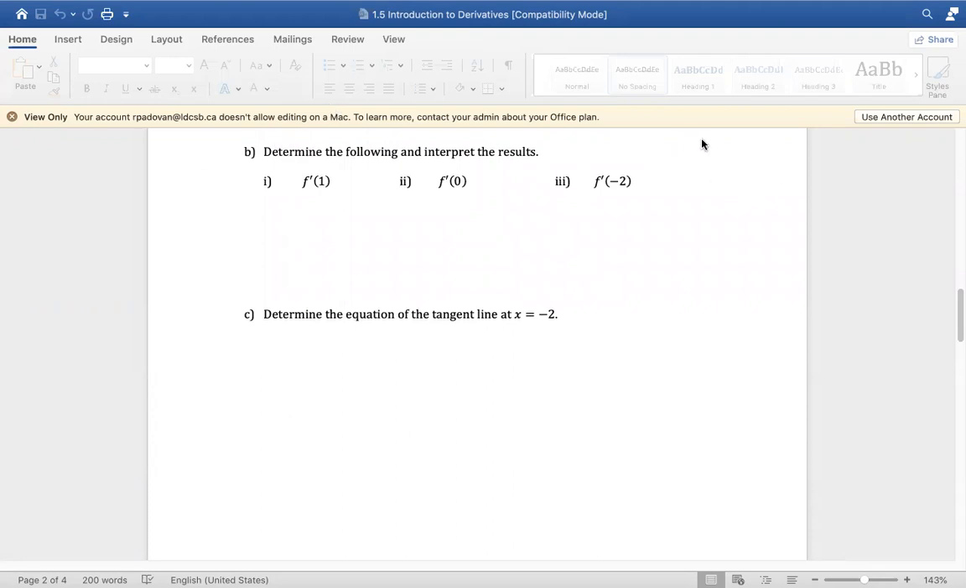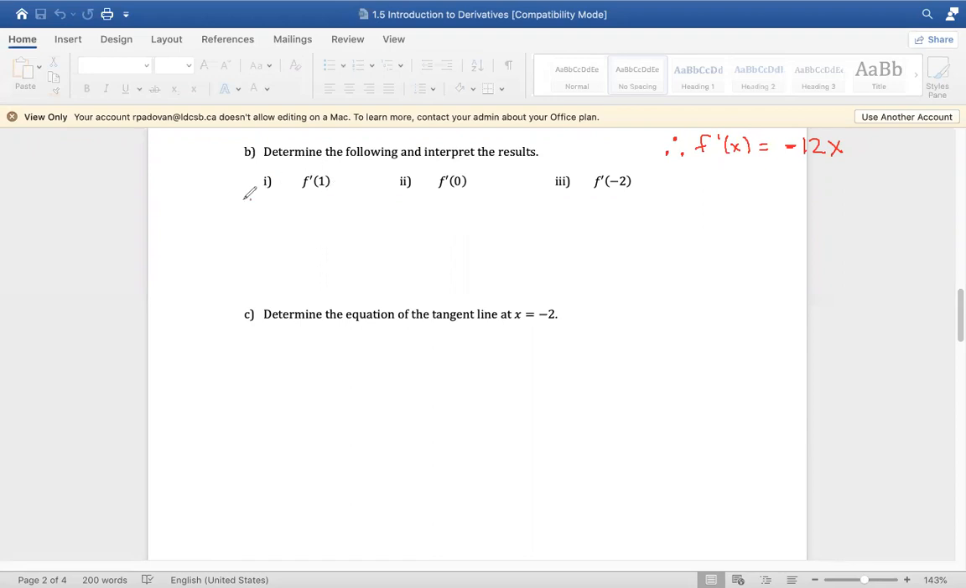So we had here, sorry, need my pen. Therefore, f prime of x is equal to negative 12x. That is my derivative equation. So determine the following and then interpret the results. There is a little prime there, a little 1 there, be careful. So what it's saying is I need to figure out what f prime at 1 is.